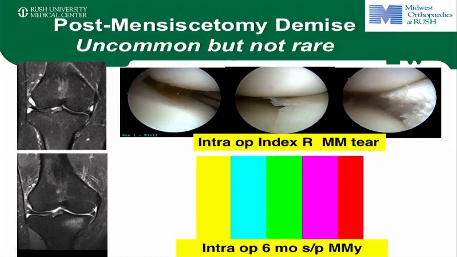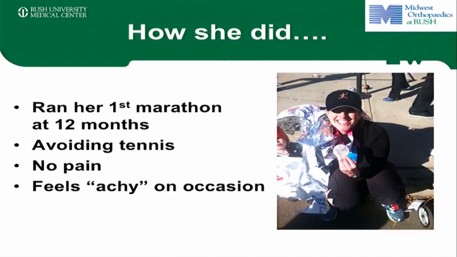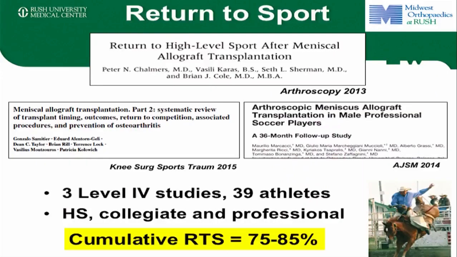Not every meniscectomy is going to get a good or excellent result, and she ended up getting both treatment of a meniscal deficient state as well as an allograft, and was able to get back. She'll say, look, I have no pain, but I feel achy on occasion, and she actually got back to fairly high-level running in distances. But the point is that a meniscectomy is not, as we all know, always an innocuous procedure, and we have to address all the pathologies, meniscal deficiency and the chondral surface.